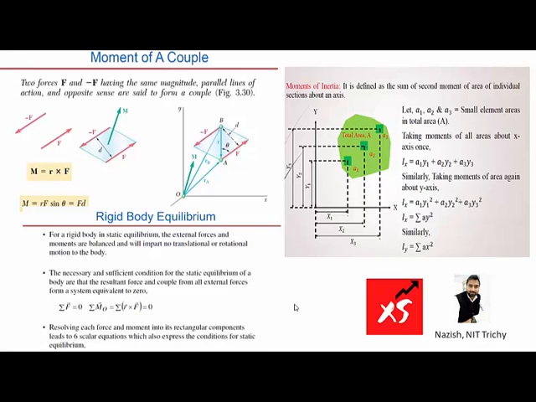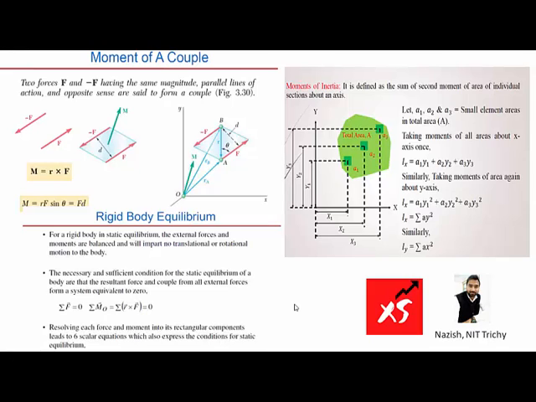See, when two forces, let's assume F and negative F, having the same magnitude but opposite direction, which is parallel lines of action and opposite sense, are said to form a couple. Its effect is to create rotation without translation, without accelerating the center of the mass.